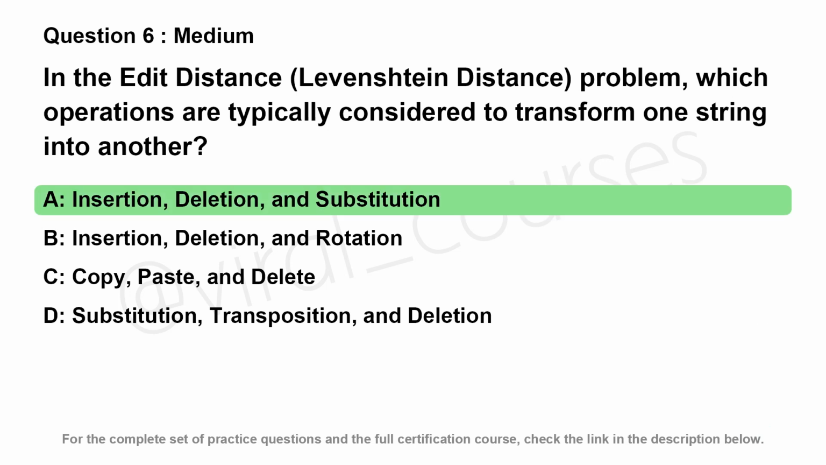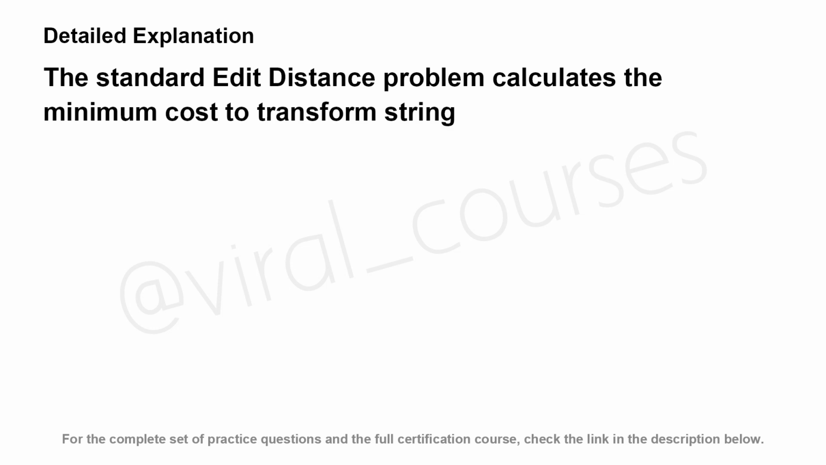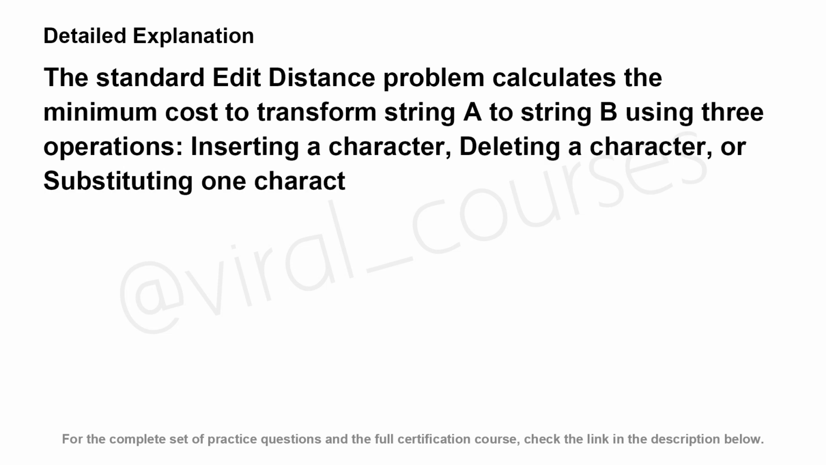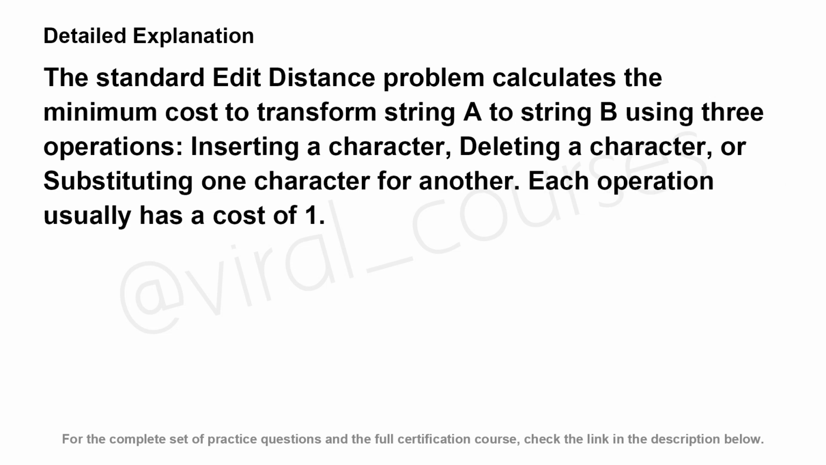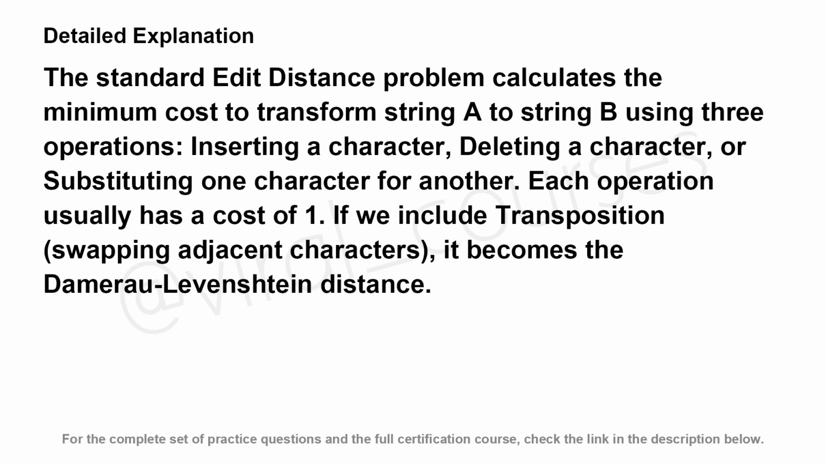The correct answer is A. The standard edit distance problem calculates the minimum cost to transform string A to string B, using three operations: inserting a character, deleting a character, or substituting one character for another. Each operation usually has a cost of 1. If we include transposition, swapping adjacent characters, it becomes the Damerau-Levenshtein distance.